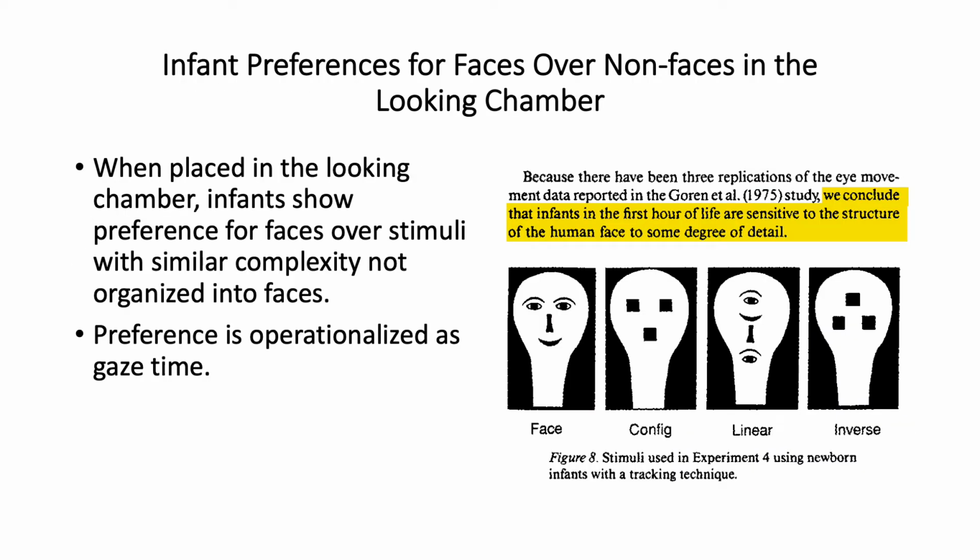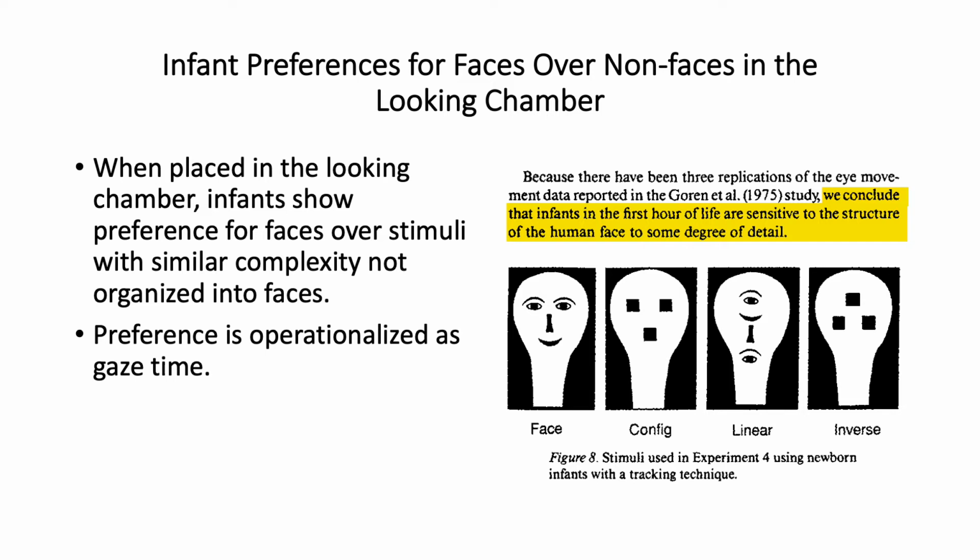One of the early uses of the looking chamber was to answer the question: do they have any biological predisposition for the recognition of faces, or do they prefer one kind of stimulus over another? Looking chamber studies have shown that infants prefer patterns over random stimuli. So you could have two images on the screen on the top of the looking chamber. You place the infant inside of it, and you measure the gaze time, and a patterned stimulus tends to have a longer gaze time than random stimuli.